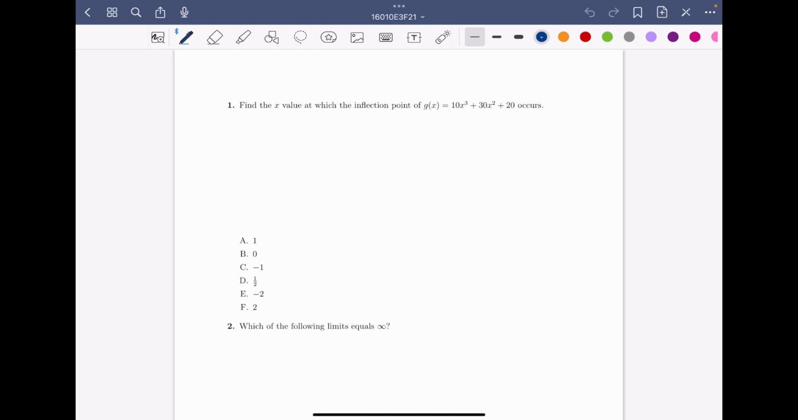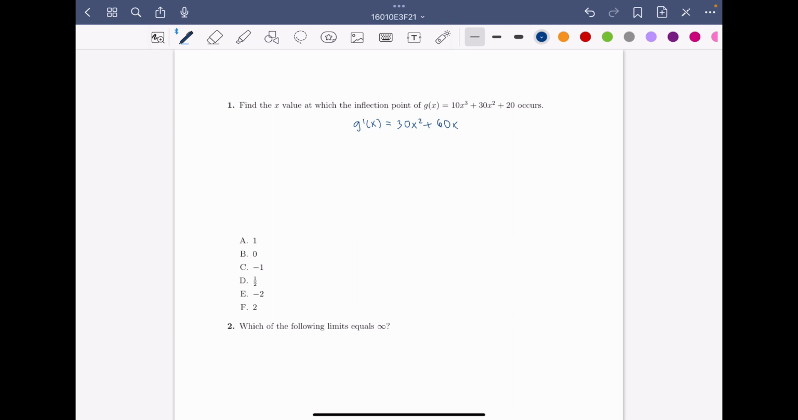So when we are trying to find inflection points, we want to use the second derivative. Wherever the second derivative is set equal to 0 is where an inflection point occurs. So let's start by finding g prime. g prime of x equals the derivative of 10x cubed, which is 3 times 10, so that's 30x squared, plus the derivative of 30x squared, which is 60x, and then the derivative of 20, which is a constant, is 0.